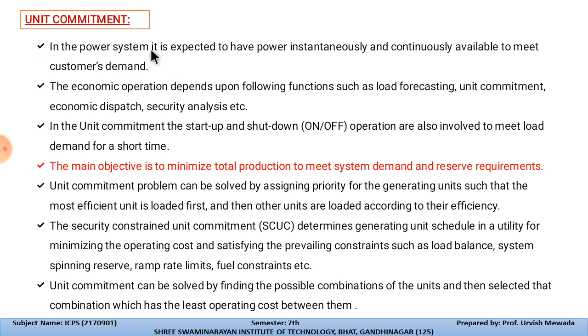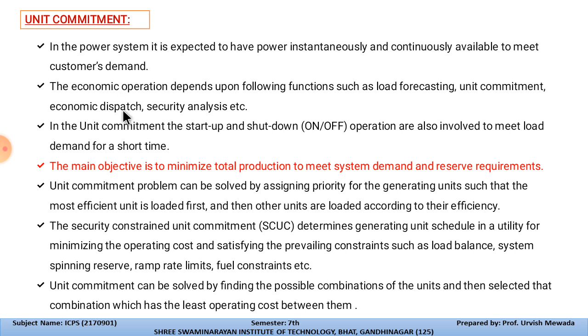So yes, this is the basic requirement, that the power should be instantaneously and continuously available throughout the month, throughout the year, without any contingency, or any situation like when a fault occurs, or there is a power cut. That is a condition where the power is not available, but in other cases the power must be available continuously to fulfill the customer's demand or consumer's demand.